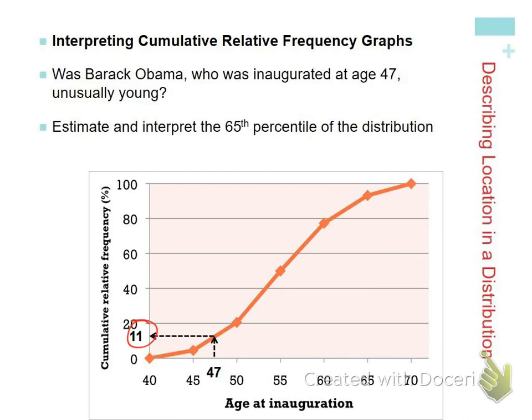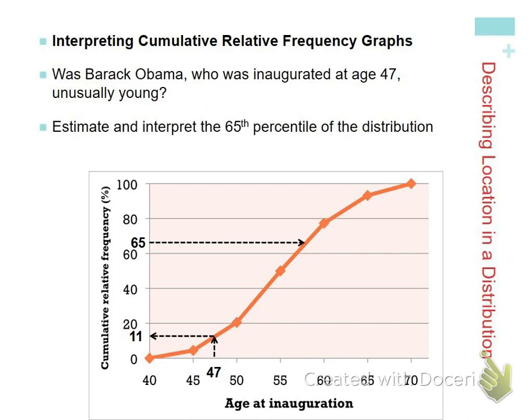And it shows you that Barack Obama was in the 11th percentile. That means 11% of the presidents were younger than him when they were inaugurated. It's not a lot, right? So was he unusually young? Sure he was. Now estimate and interpret the 65th percentile.